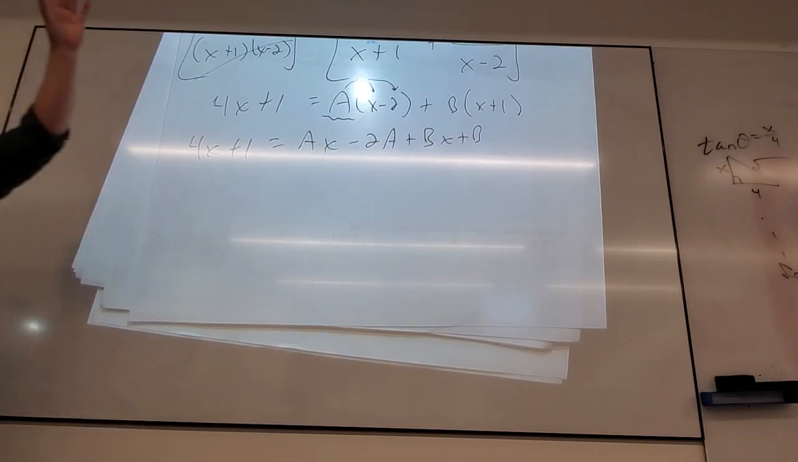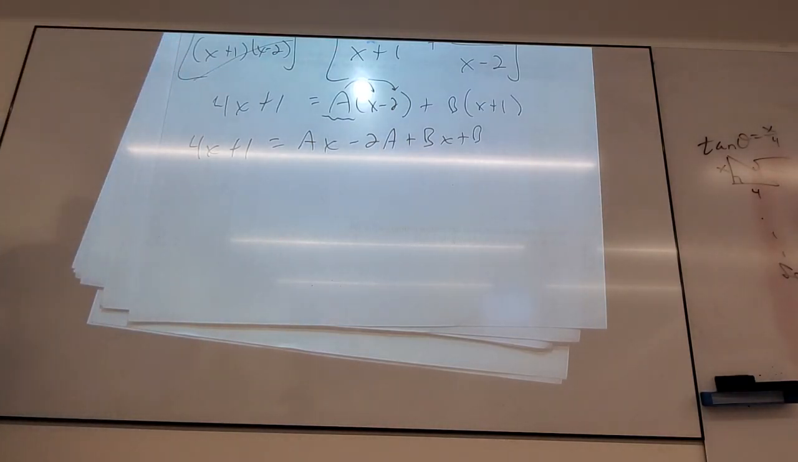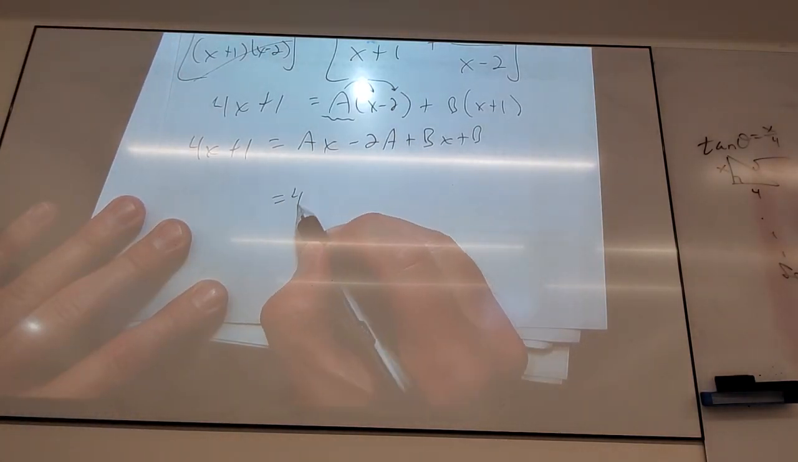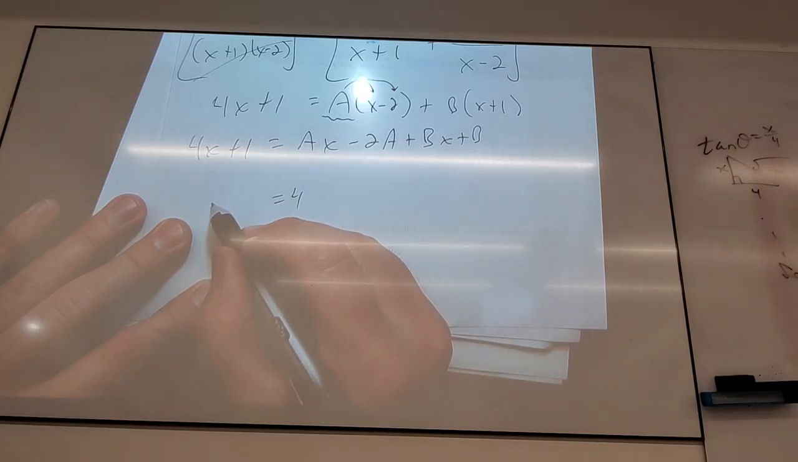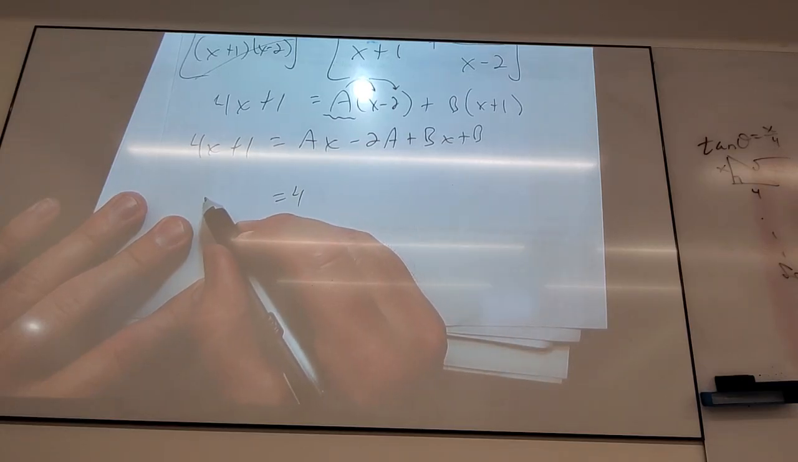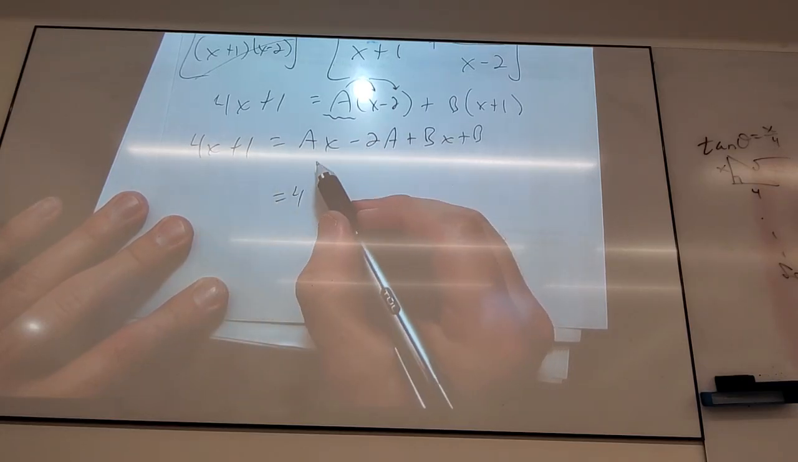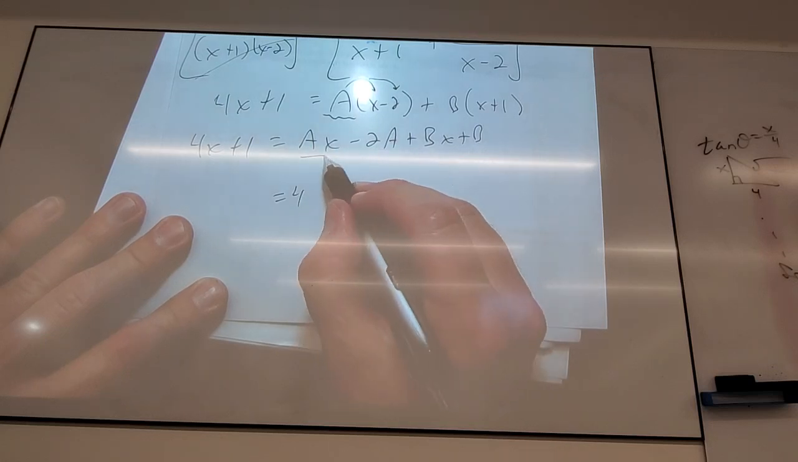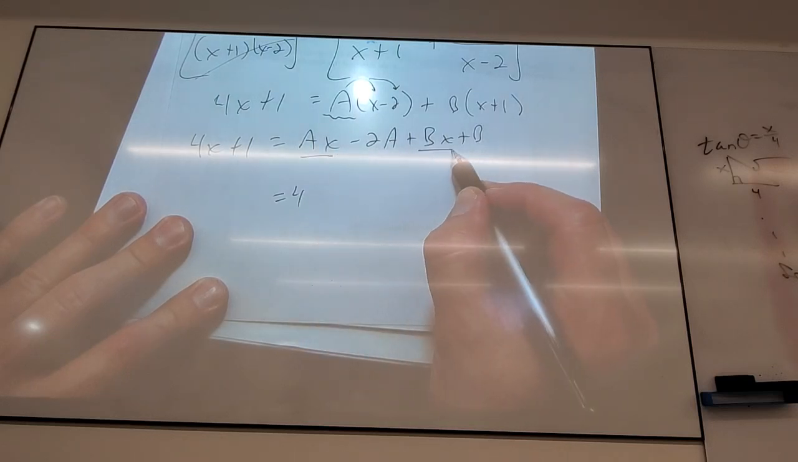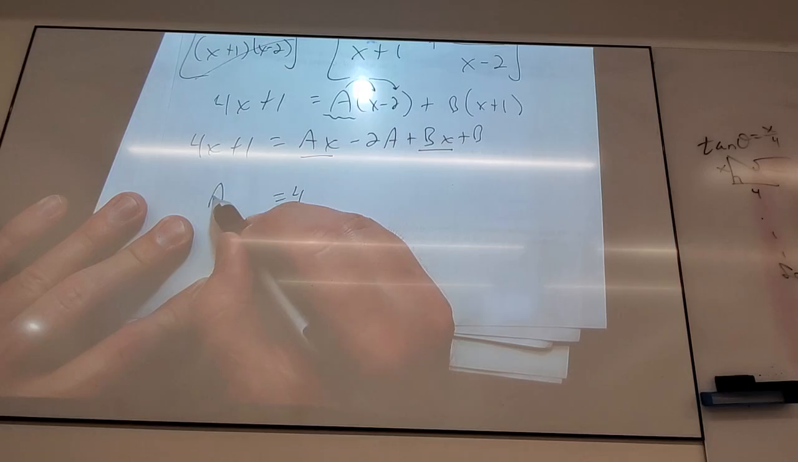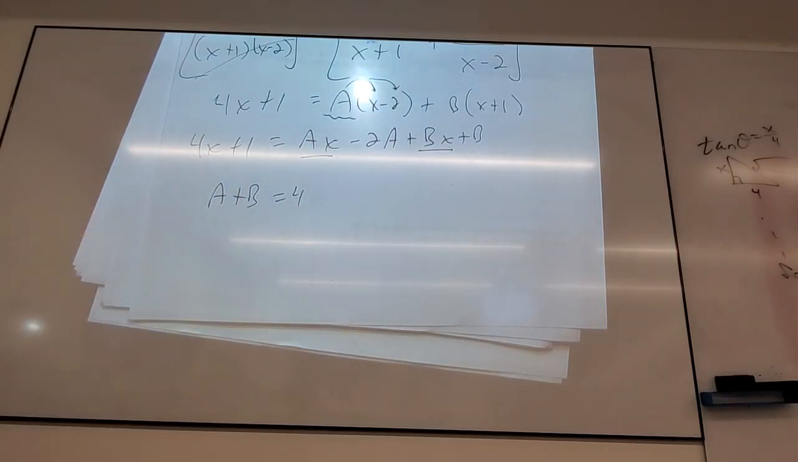Can you guys see what's in front of x? On one side it's 4. On the other side it's a minus 2. No, you can even underline for yourself. Where are your x terms? So what's in front of x? Oh, a plus b. Yes, a plus b.